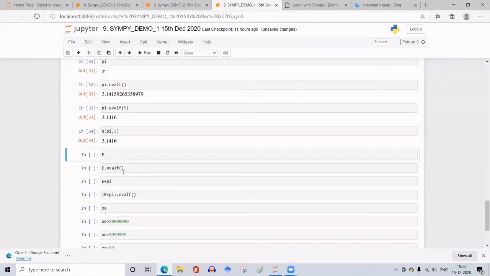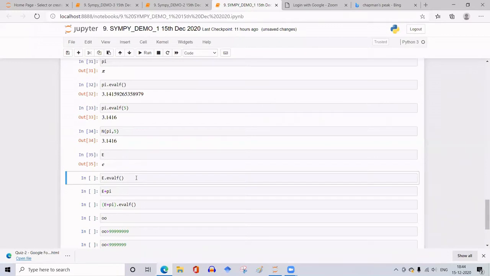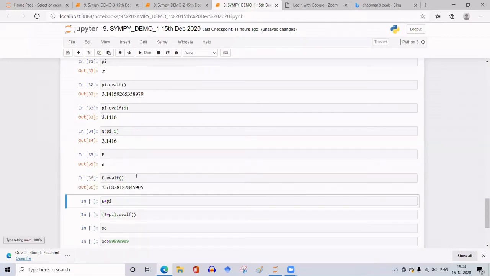And next, another symbol is E. This is Euler's number, that is E. What is the value of that? We are familiar with that small e, and E is 2.71 and so much. And here I am adding this E plus pi.